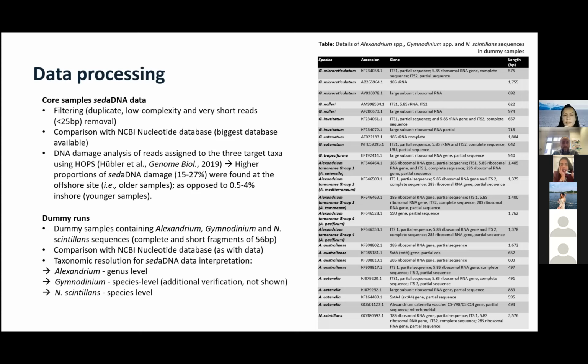Especially with Alexandrium, there are certain strains that are toxic and others that are not. It would be quite important to find out if you can go to that level of discrimination, or you can't really, and you have to cut off at a higher level. So yeah. Okay, thank you.